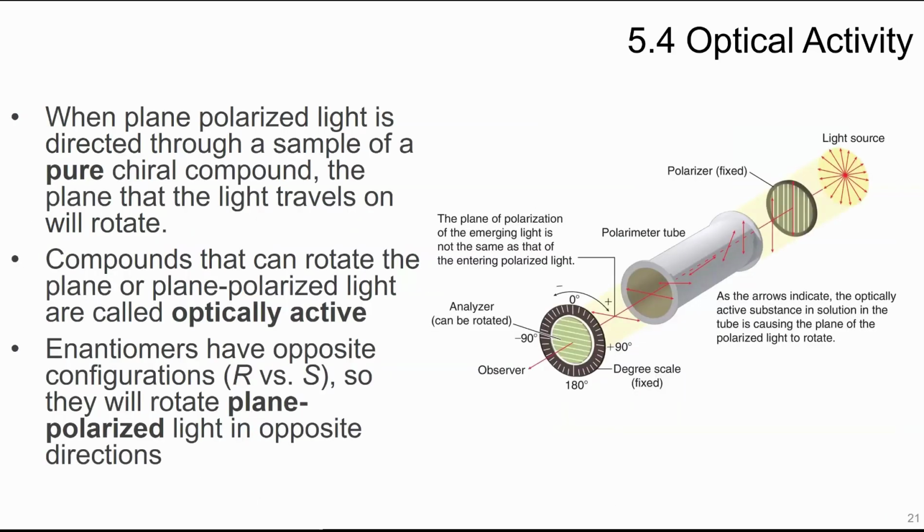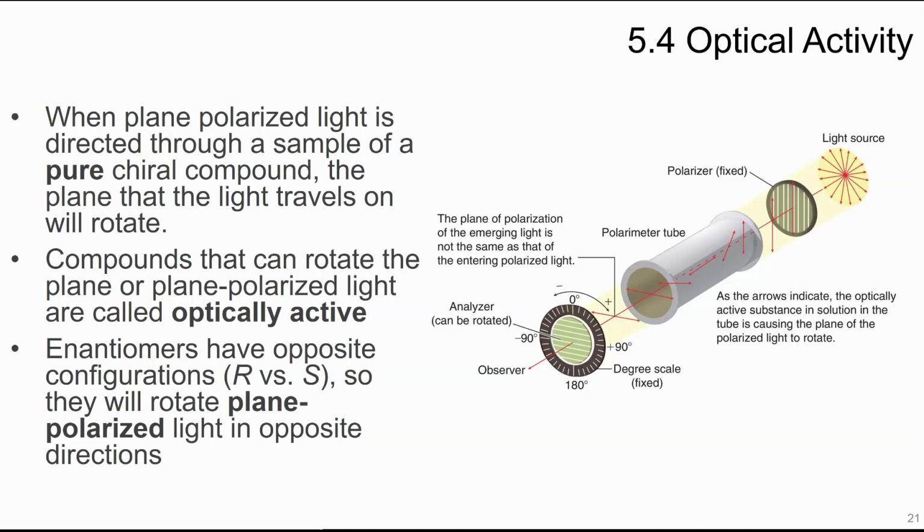When plane polarized light is directed through a sample of a pure chiral compound, the plane that the light travels on will rotate. There's the light source, and then you have the polarizer that is fixed, and it goes through this tube, and it can turn. Your compounds will rotate in a certain direction in a certain degree scale. Compounds that can rotate plane polarized light are called optically active.